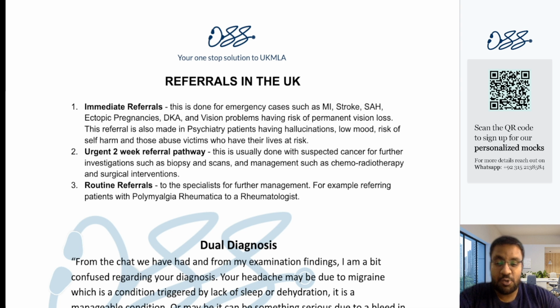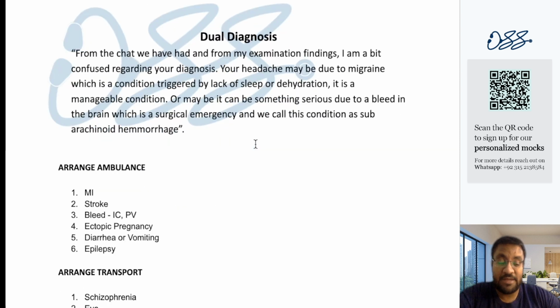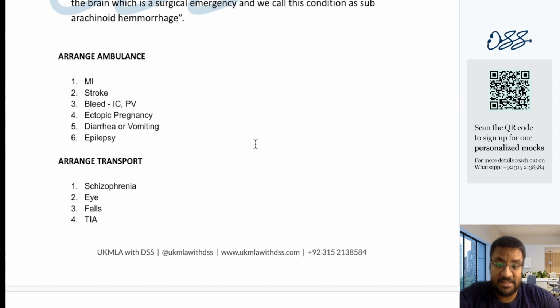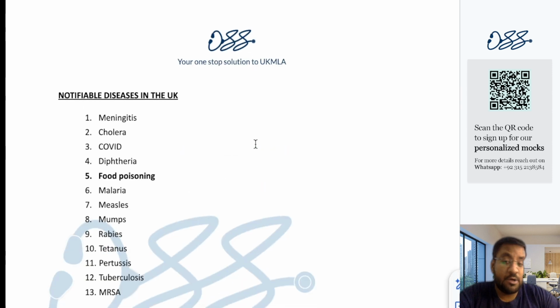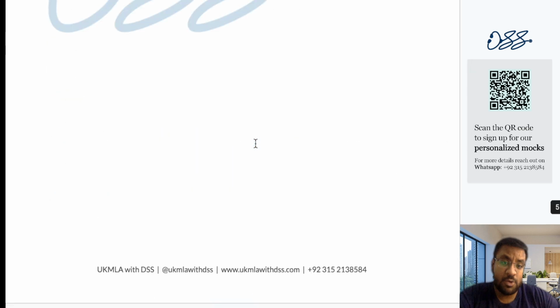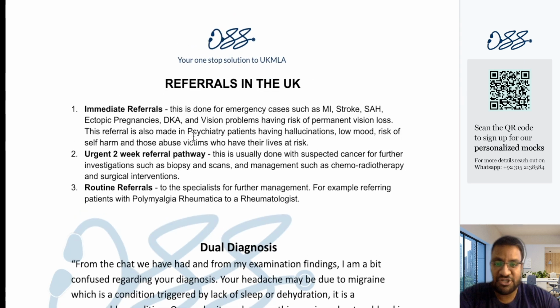Dr. Sarosh, what are the referrals in the UK? Then a very important aspect: what if I'm unable to reach a particular diagnosis, and what if there are two differentials in my mind, how do I deal with that situation? Then what are the conditions in which we have to call an ambulance and arrange transport? What are the notifiable diseases in the UK? And when to involve the DVLA, and when to give driving advice. One by one, I'm going to discuss all of these things, and it's not going to be a very long lecture because most of it I've already discussed in the previous lectures.